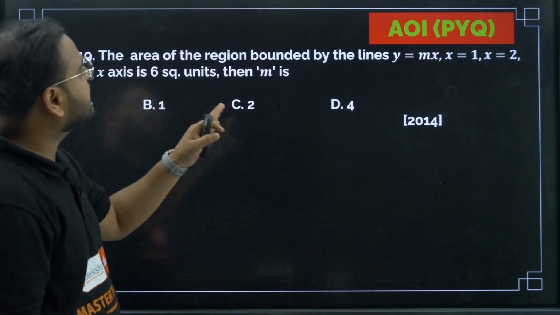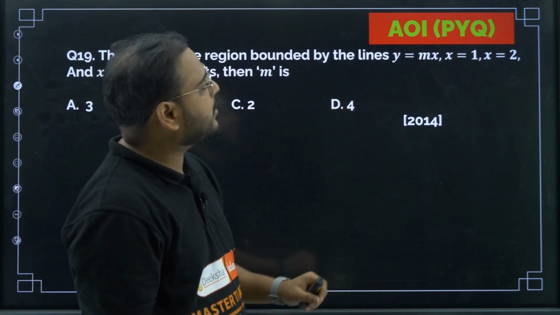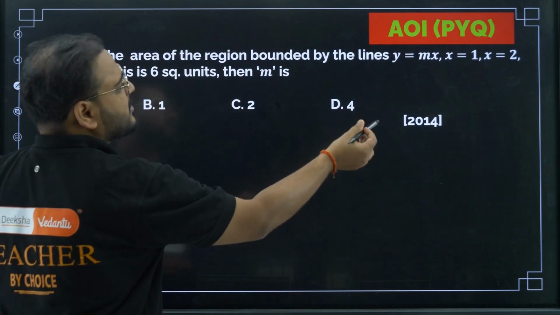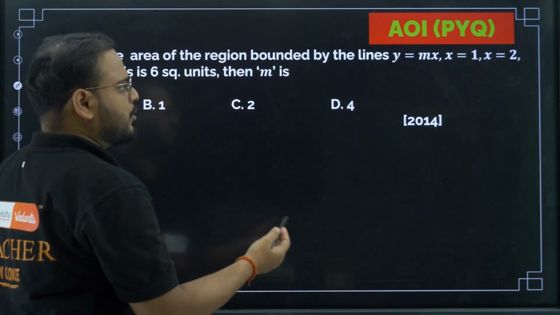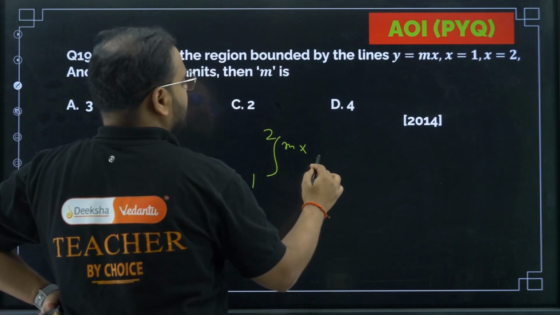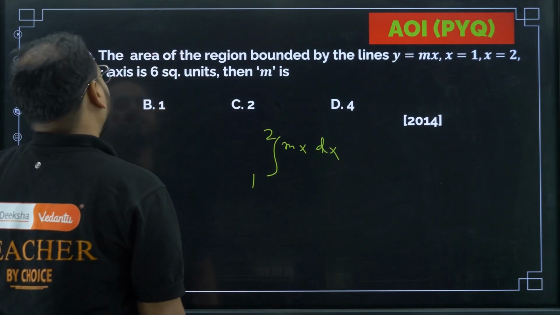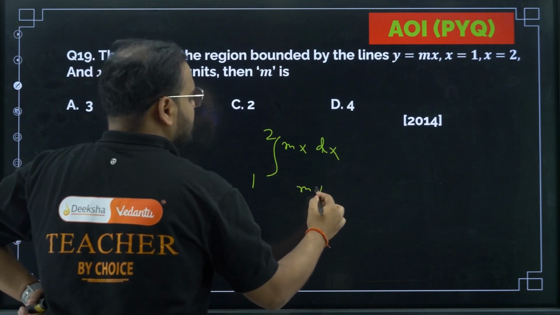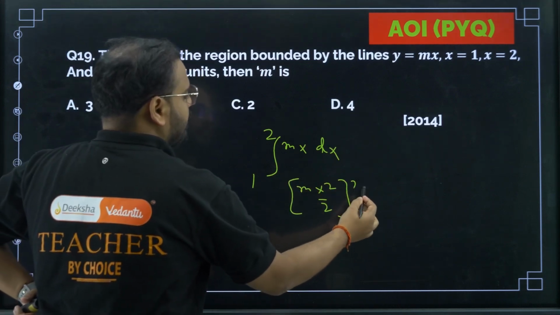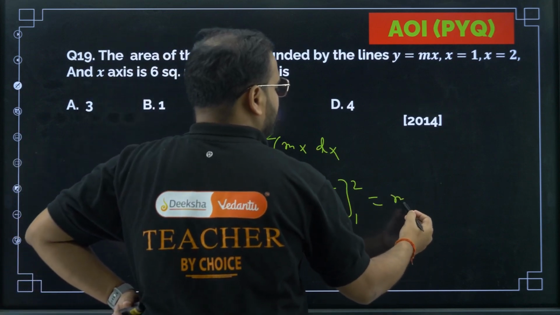The area of the region bounded by the lines y equals mx, x equals 1 and x equals 2. So integrate this, very simple. It's all positive. For 1 and 2, mx will be positive, so I don't have to draw the graph. Do it from 1 to 2, mx dx. What is this going to be? Mx square by 2 from 1 to 2. m is a constant outside.